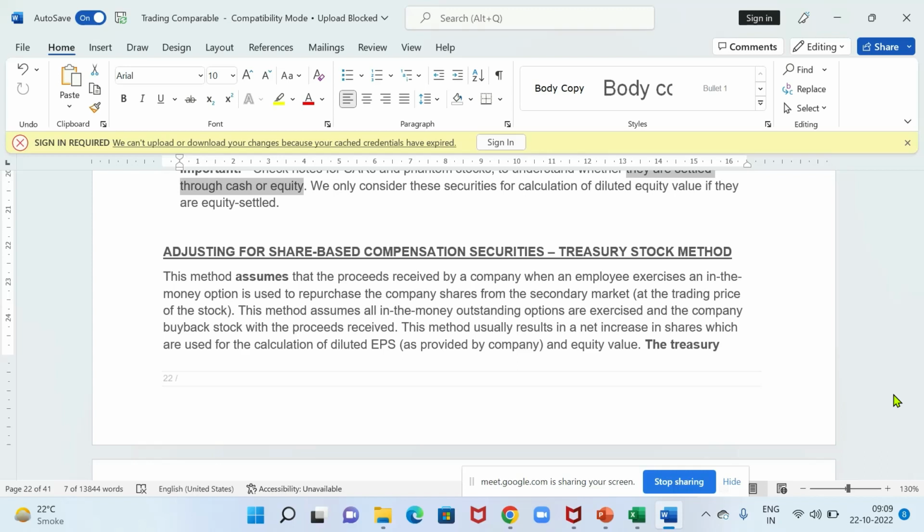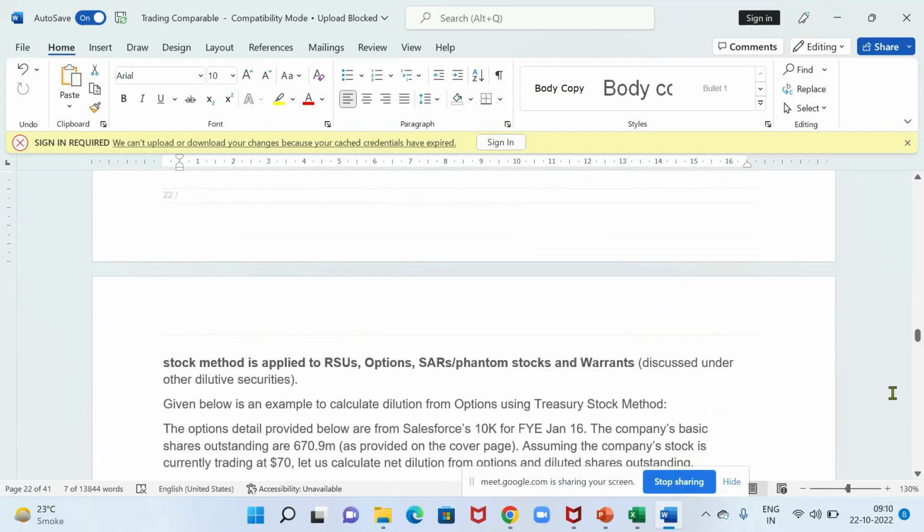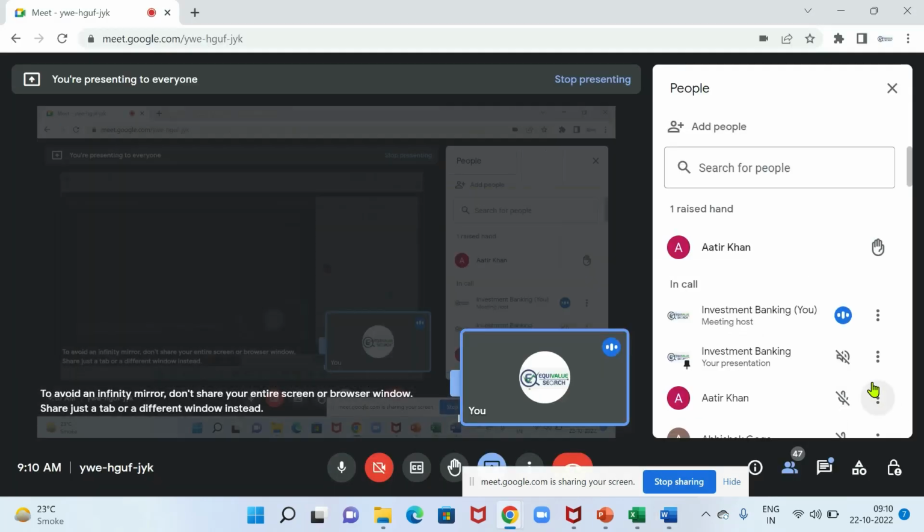Suppose there are 100 shares to be issued at a price of say 10. So 100 into 10 is 1000. So I'll use that 1000 to again acquire those shares from the market so that my dilution impact reduces. So this is basically the treasury stock method. I'll show you with example.